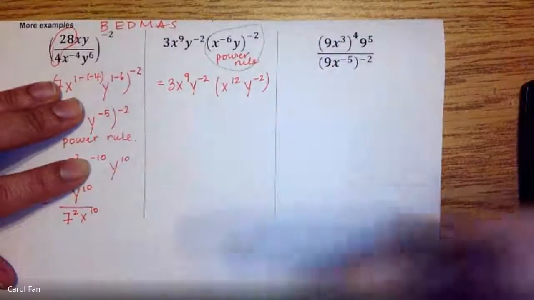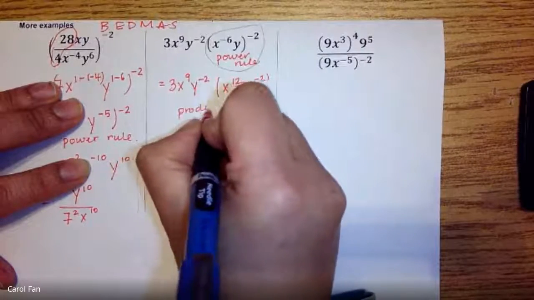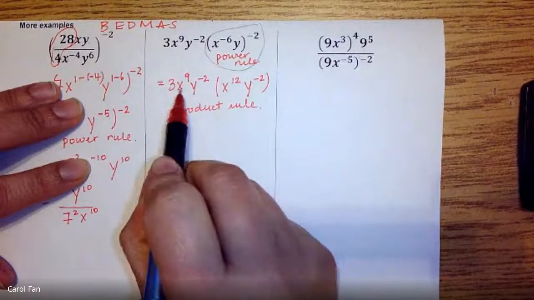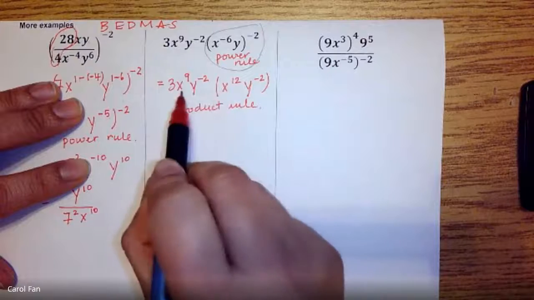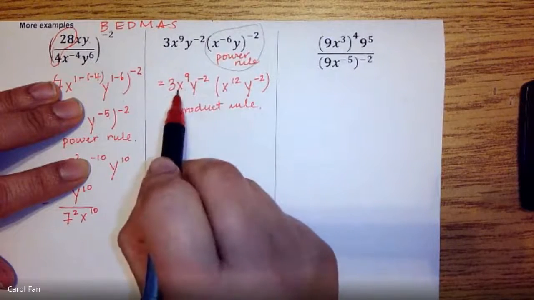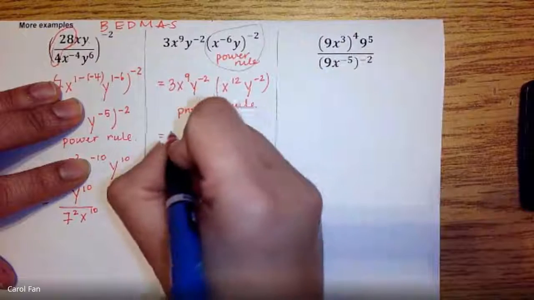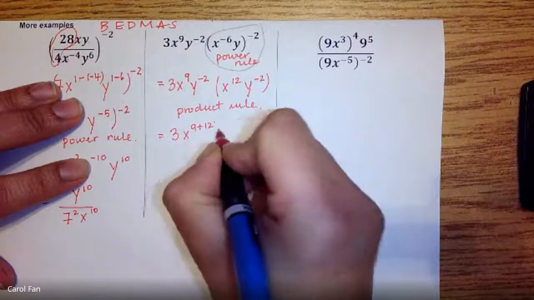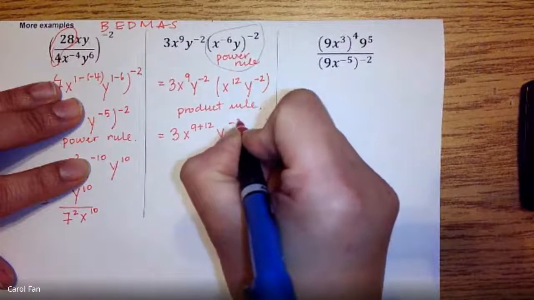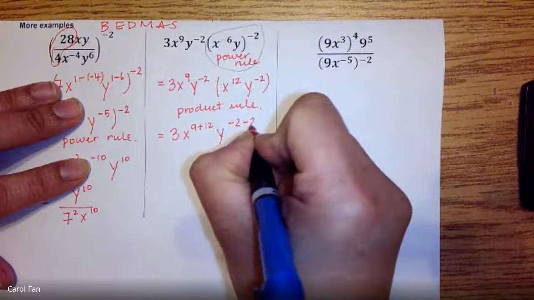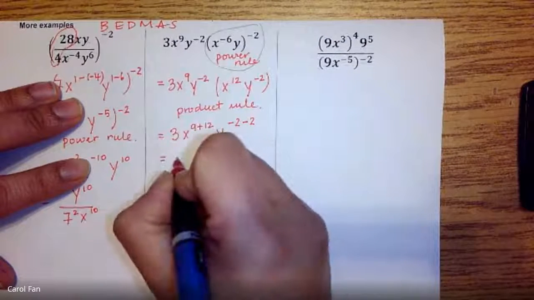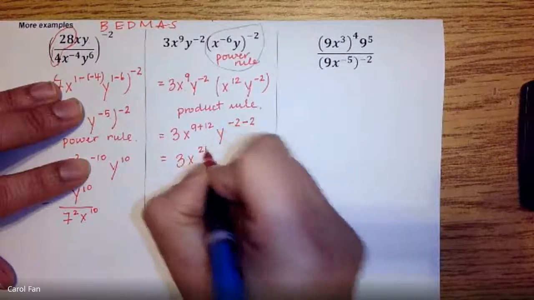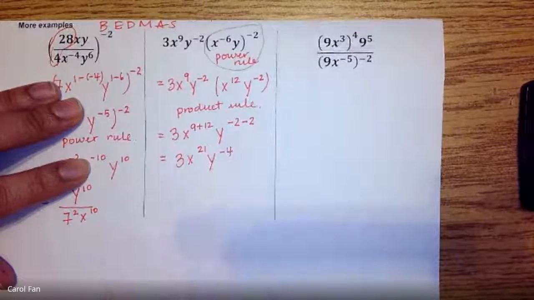The next step, I'm going to use the product rule. I'm using the product rule because I know that these powers are being multiplied with these powers, and some of them have the same base. So I have 9 plus 12 for the exponent of x, and for y, -2 plus -2. I'm going to simplify again. So 3x to the power of 21, y to the power of -4.